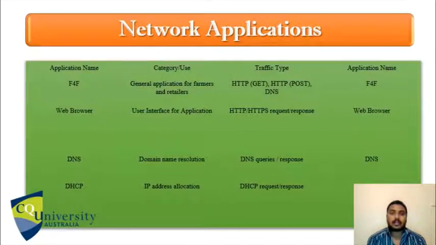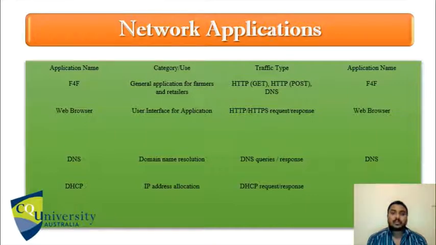These are the four applications we are using: Farmers for Farmers, web browser, DNS, and DHCP. Farmers for Farmers is used as a general application for farmers and retailers, and the web browser is used as the user interface for the application, and DNS is used for domain name resolution, and DHCP for IP address allocation.